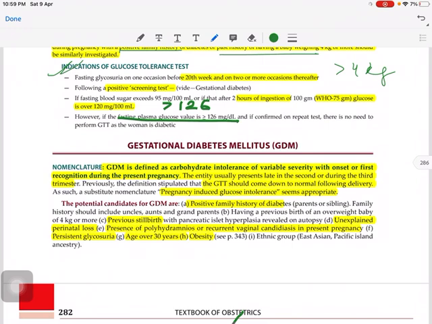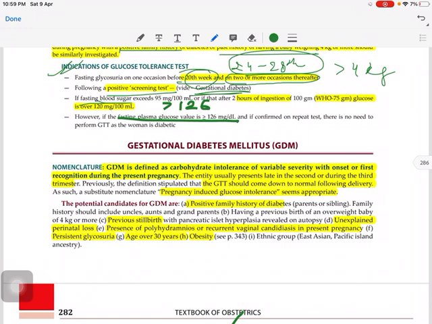This is the screening test and diagnostic test. You have to do it before the 20th week and between the 20th to 28th week. If it is positive, okay, we'll see the values. If it is positive before the 20th week, it is overt diabetes, or the diabetes that is present before pregnancy. Okay, and if it is present during 24 to 28 weeks, then it is gestational diabetes.